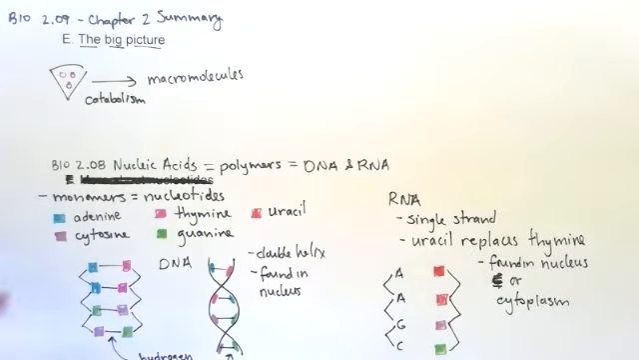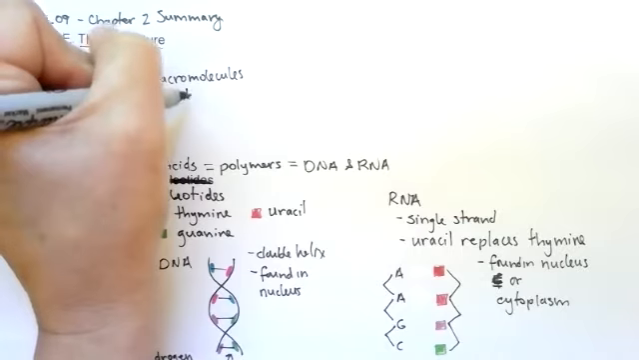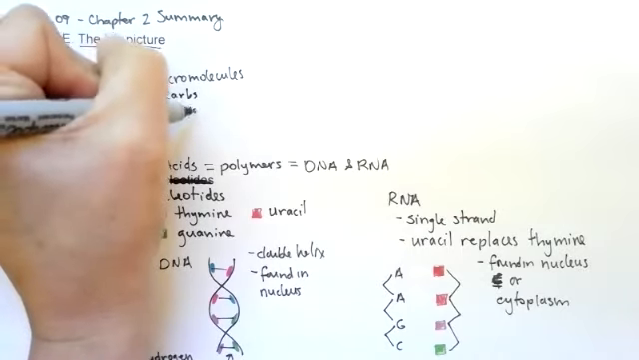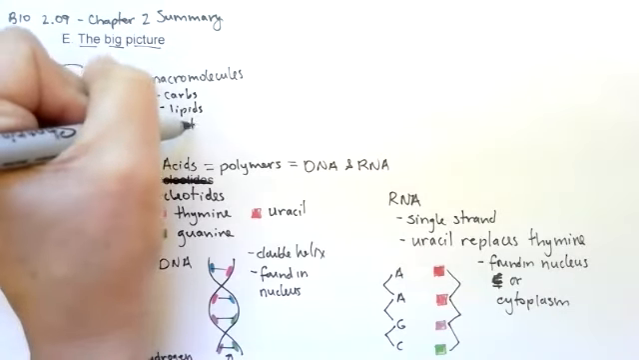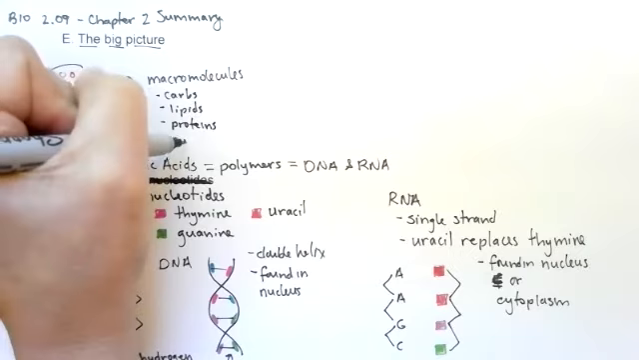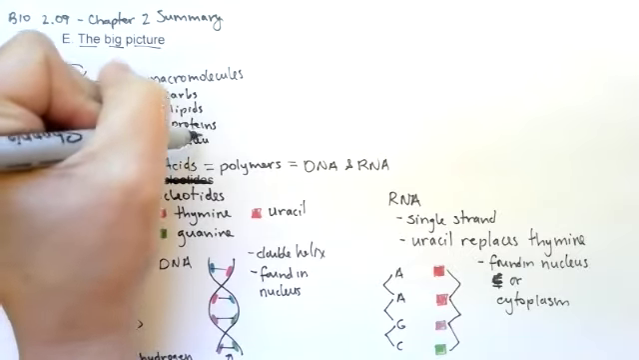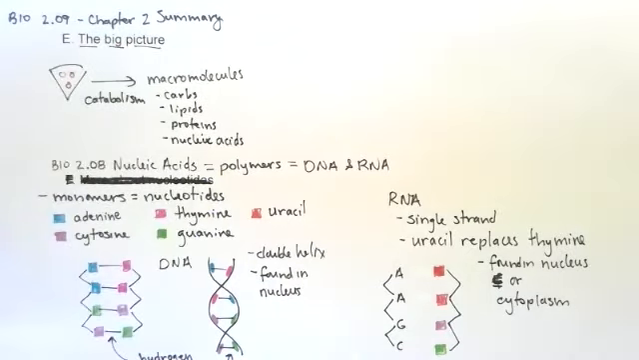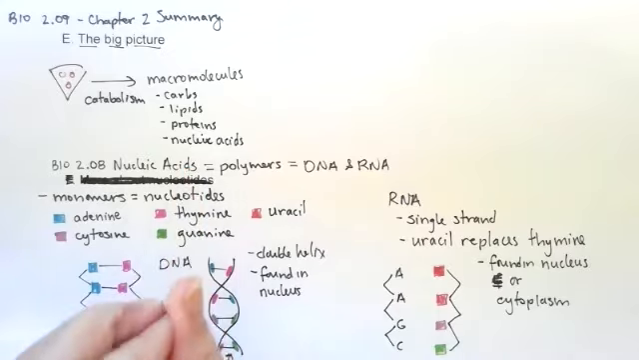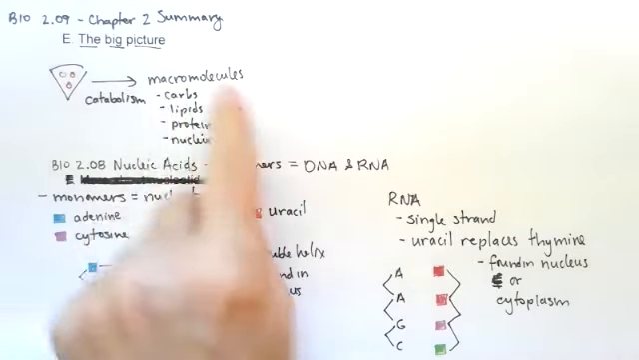And there are 4 categories of macromolecules. We have carbs, we have lipids, we have proteins, and we have nucleic acids. These macromolecules are made of smaller molecules, and those in turn are made of atoms. And the atoms that we talked about were carbon, hydrogen, oxygen, and nitrogen. 95% of life is made of CHON, and we see that here.